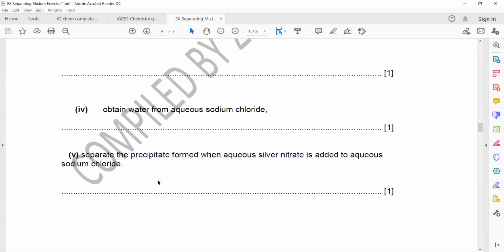If you want to separate the precipitate, meaning solid, an insoluble substance is also known as a precipitate. Separate the precipitate when aqueous silver nitrate is added to aqueous sodium chloride. If you want to separate the solid from the solution, which technique? We can use filtration or we can use decanting. Both methods can be used.